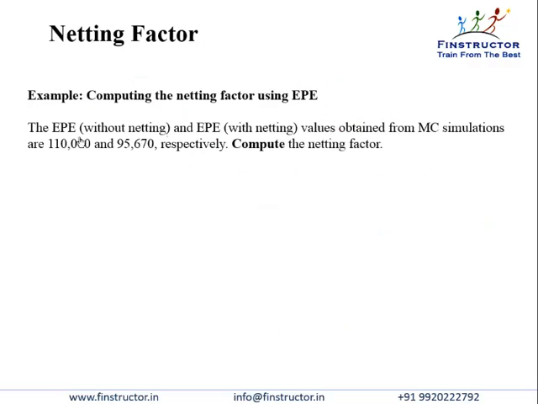The expected positive exposure without netting and the expected positive exposure with netting obtained from Monte Carlo simulations are 110,000 and 95,670. Compute the netting factor. Straightforward. It will be the positive exposure with netting divided by the positive exposure without netting, that is 110,000. So this comes out to be about 0.87. So some benefit but not much from netting that is happening in this question.